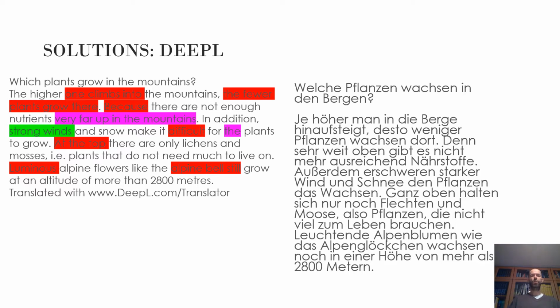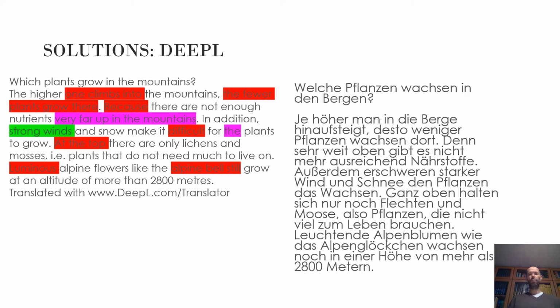The fewer plants grow there. That's illogical because our climbing doesn't affect the number of plants. So it would be more logical to say the fewer plants there are, but not the fewer plants grow there. The next sentence starts with because. We don't normally start a sentence with because, and the normal way of doing this, as we've discussed, is this is because there are not enough nutrients. Very far up in the mountains, well, sehr weit oben, that's not wrong, but we've found better solutions.